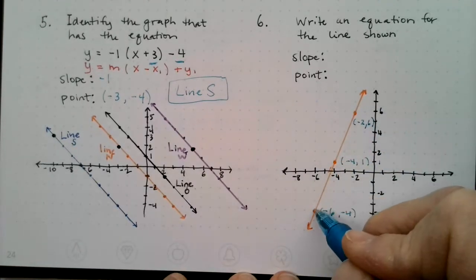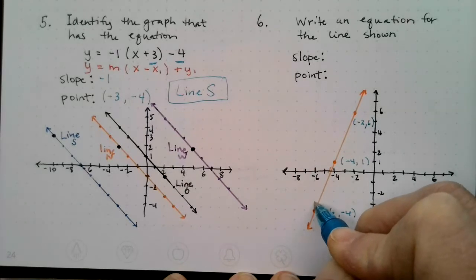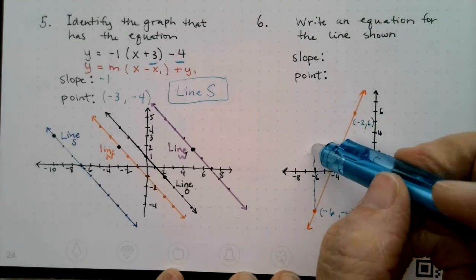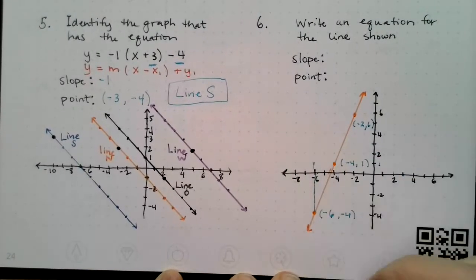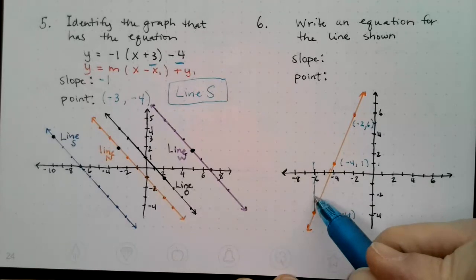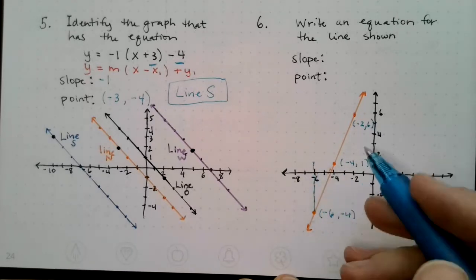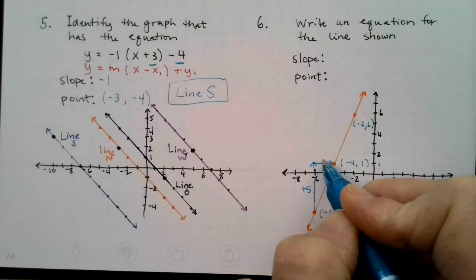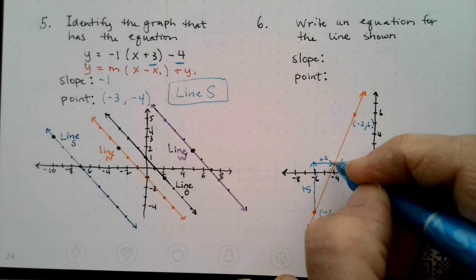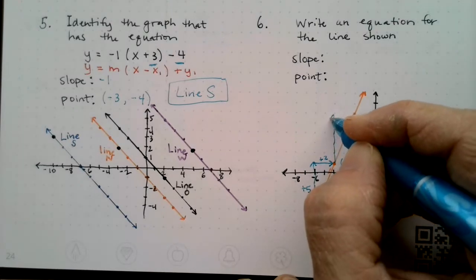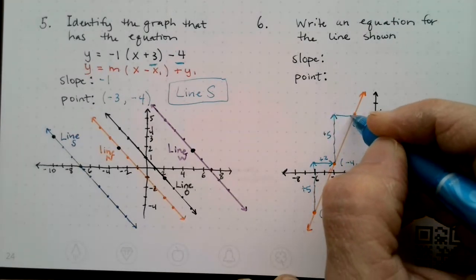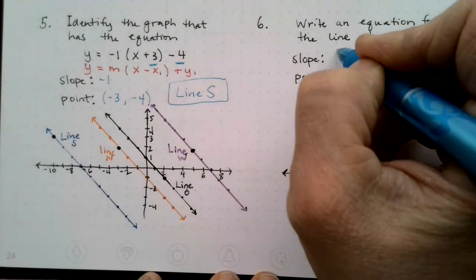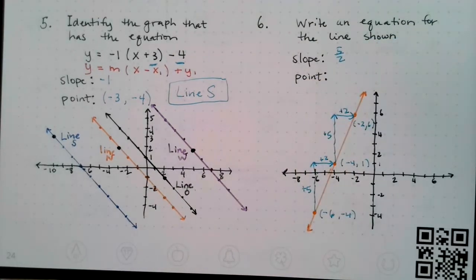And if we're counting our rise, our rise is 1, 2, 3, 4, 5. Oops, went too far. So 1, 2, 3, 4, 5. There we go. It was 5. So up 5, and then to the right 2. It still matches here, 1, 2, 3, 4, 5, and to the right 2. So our slope here, rise over run, is going to be 5/2.